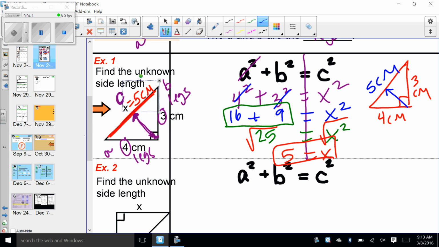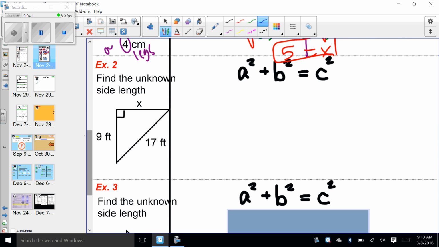So it's a 3 by 4 by 5 triangle. In example 2, using the Pythagorean theorem, always identify the hypotenuse first. It's the opposite of the right angle symbol, so there's our C. So using substitution, we're going to put a 17 in for C. The A and B don't matter.